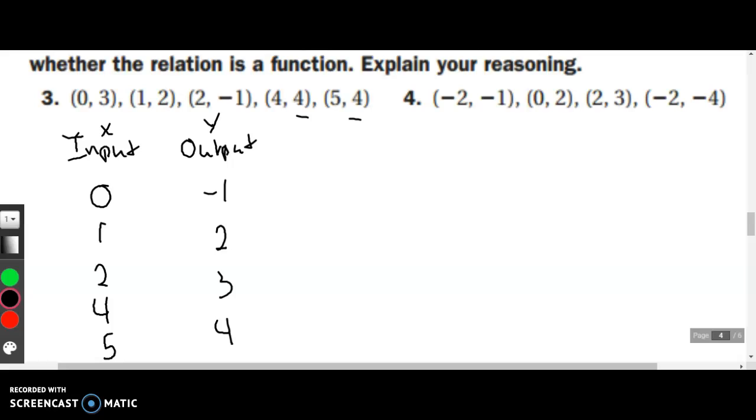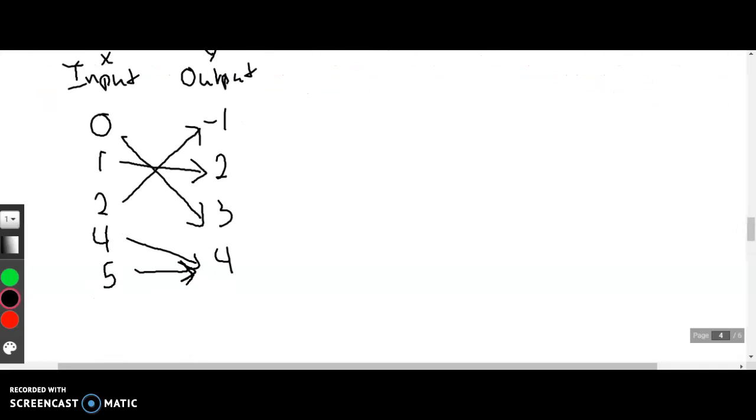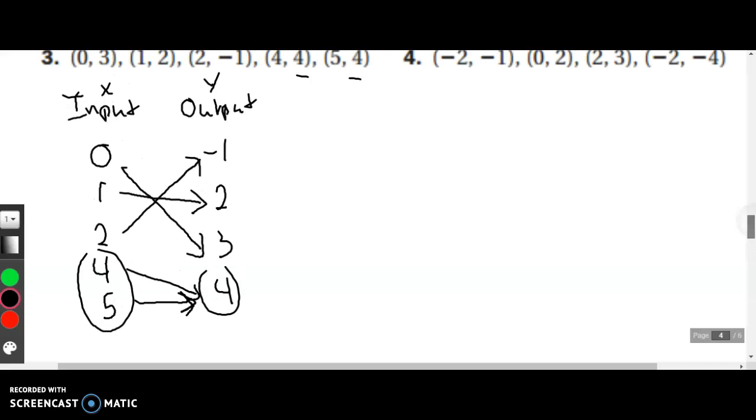But if we want to do the mapping diagram, 0 goes with 3, 1 goes with 2, 2 goes with -1, 4 goes with 4, and 5 also goes with 4. Okay? Now, we would classify this as a many-to-one mapping diagram because you have more than one point that goes to one point, and that's okay. You can have that because, like I said, that just represents a repeating y value. There's nothing wrong with repeating the y value.